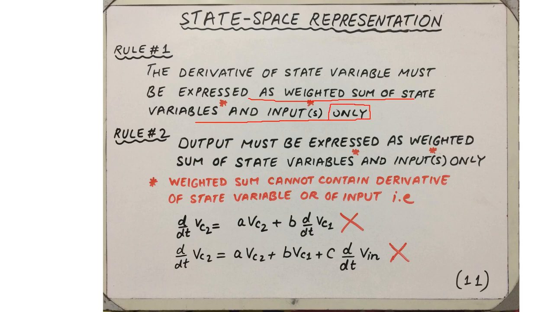You can't express the derivative of the state variable, which is essentially the rate of change of state variables, as something other than the weighted sum of state variables and the input. The other rule says that the output expression must be the weighted sum of the state variables and the inputs only. Once again, I would like to emphasize the "only".